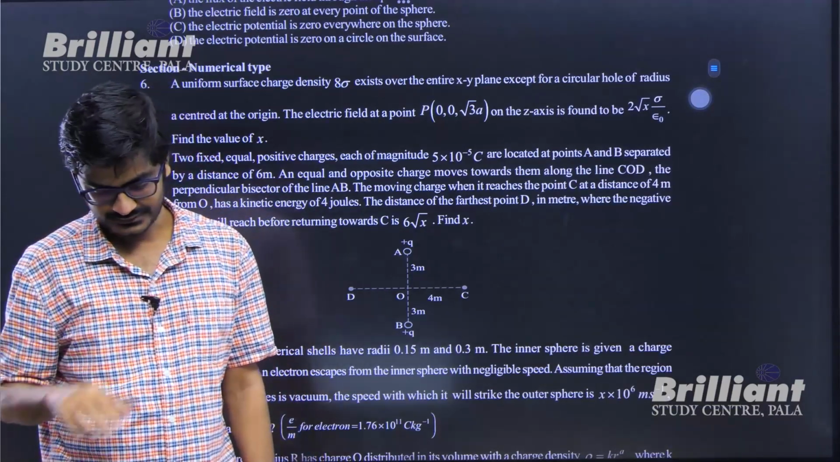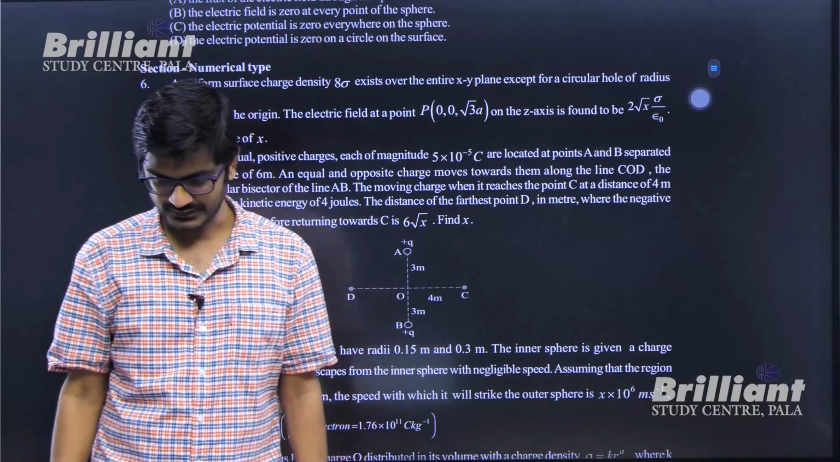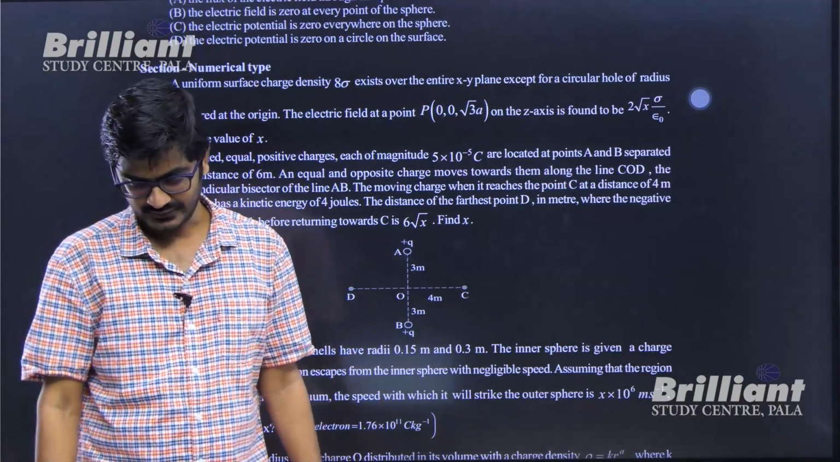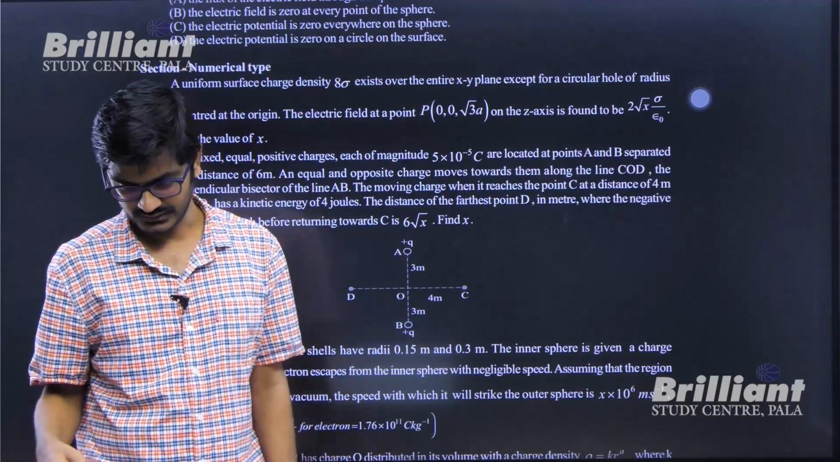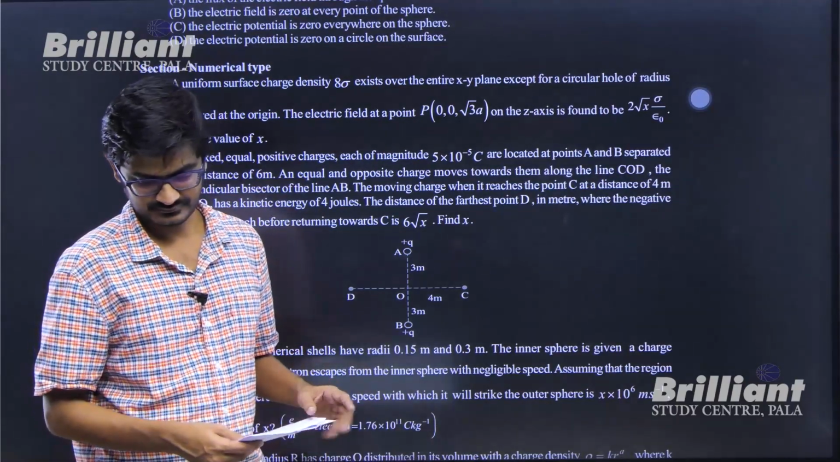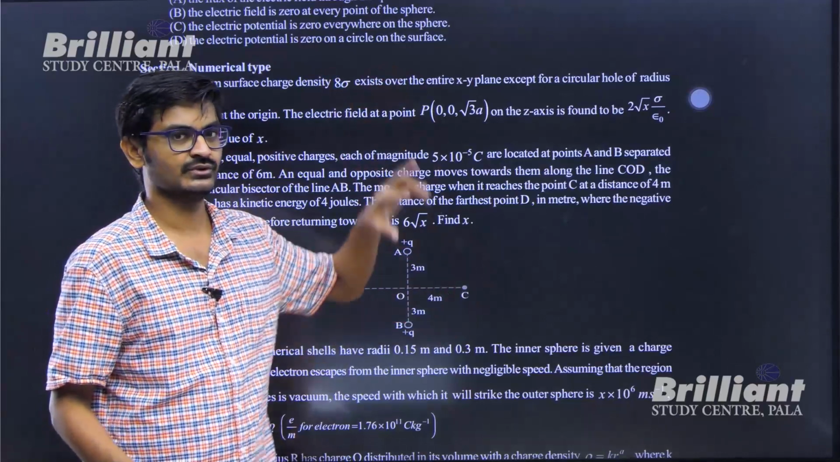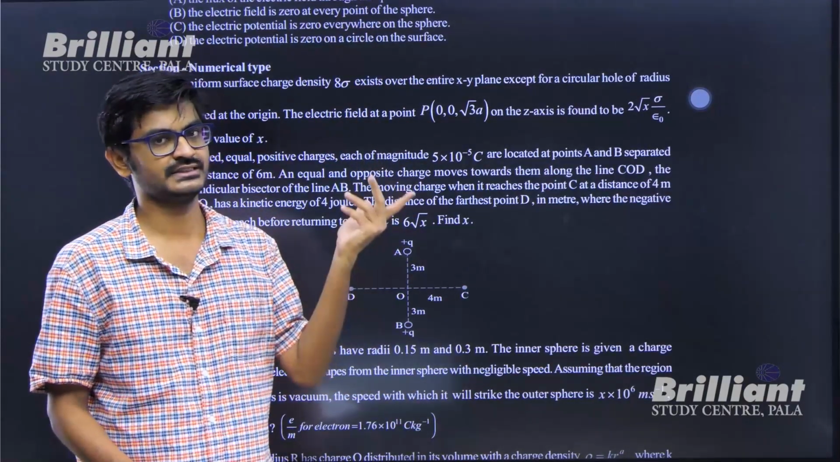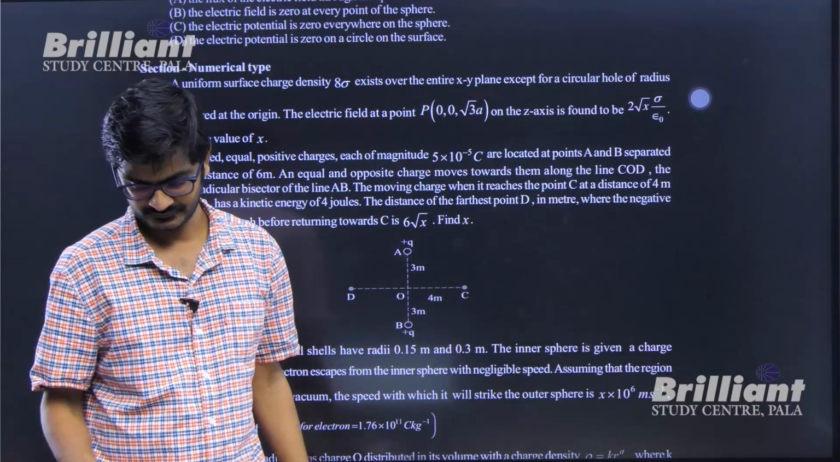A uniform surface charge density 8 sigma exists over the entire xy plane except for a circular hole of radius a. The electric field at point (0, 0, root 3 a). So basically there is a sheet and you are removing a disk. So you need to find the field because of the sheet and the field because of the disk, and you need to subtract them.